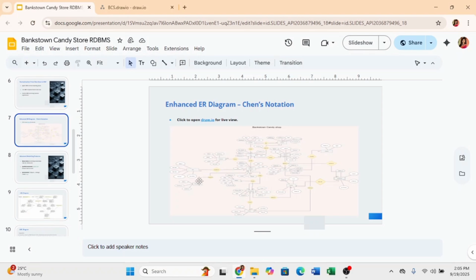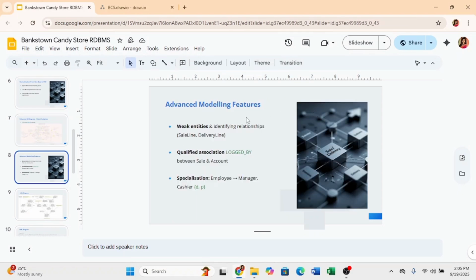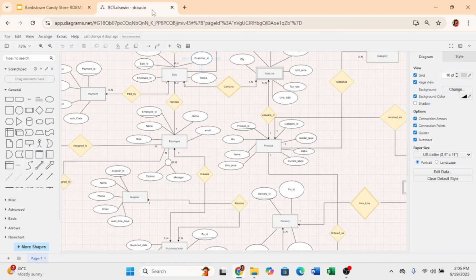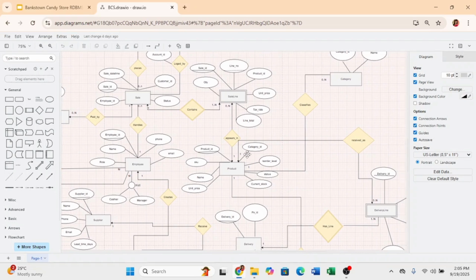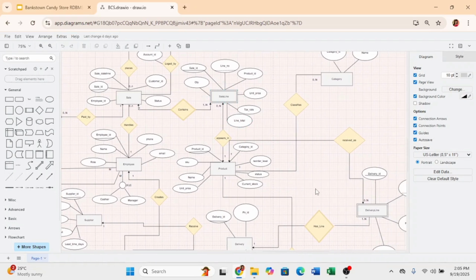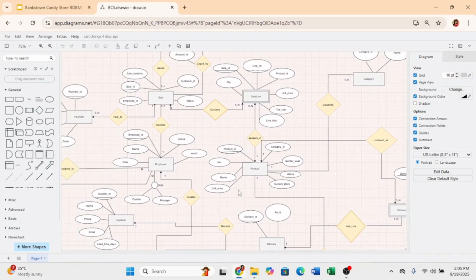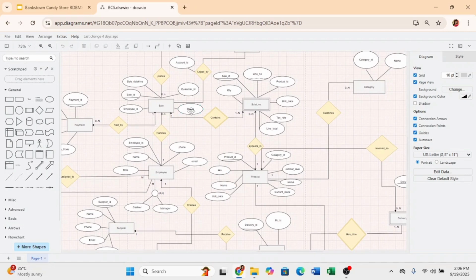This is the screenshot of the EER diagram. Here we use some advanced modeling features like weak entities, qualified association and specialization. This is the full EER diagram of our project. Here we use two weak entities, that's our sale line and delivery line, and we also use a qualified association.